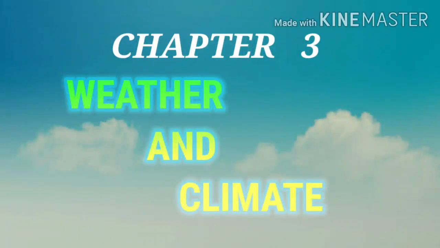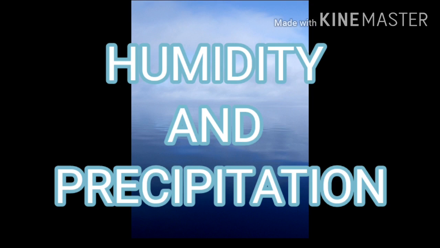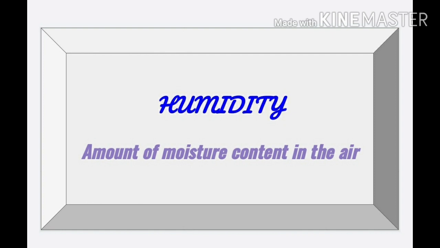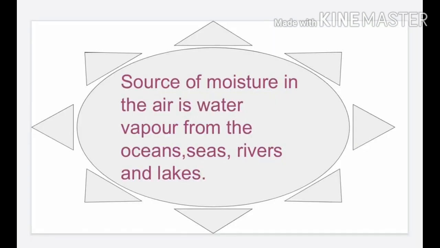Students, we are learning about weather and climate. In today's class, we will learn about humidity and precipitation. Humidity is the amount of moisture content in the air. Do you know how this moisture is added to the atmosphere? It is through the evaporation of water from oceans, seas, rivers, and lakes.